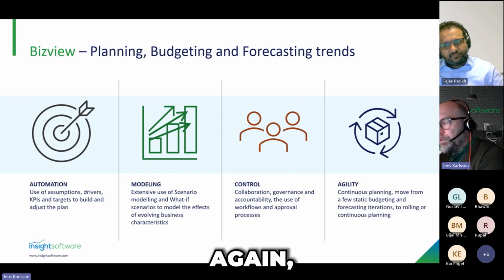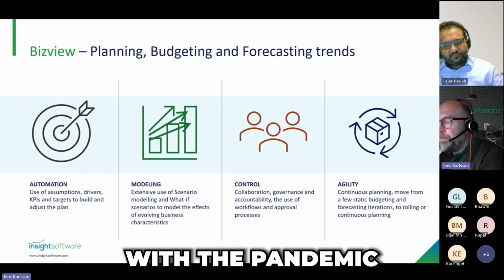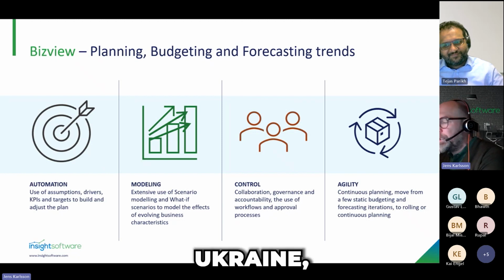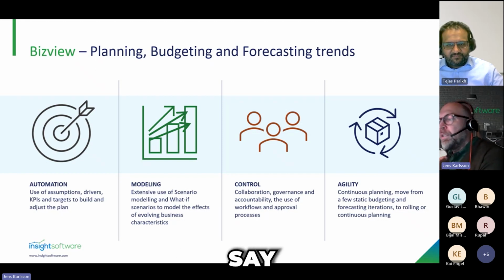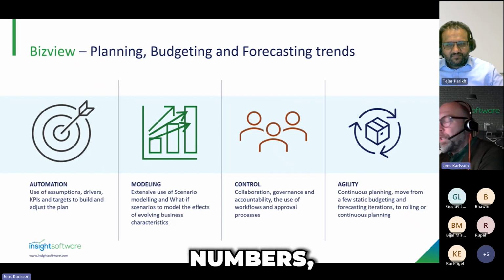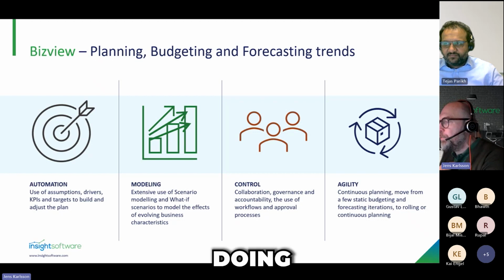And then agility, again, was mentioned before with the pandemic, and now we have a war in Ukraine. You know, things happen, and we need to act quickly. And to summarize this slide, I would say, don't just punch numbers, make planning strategic. That's the whole point, right? Spend your time doing valuable things.